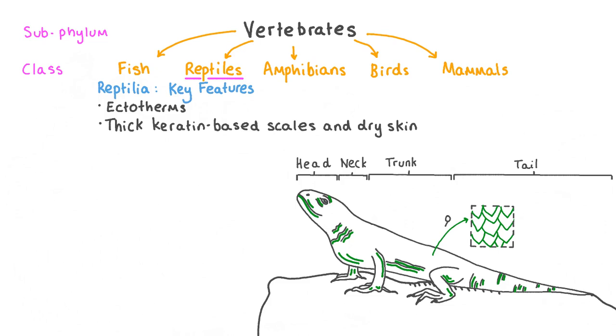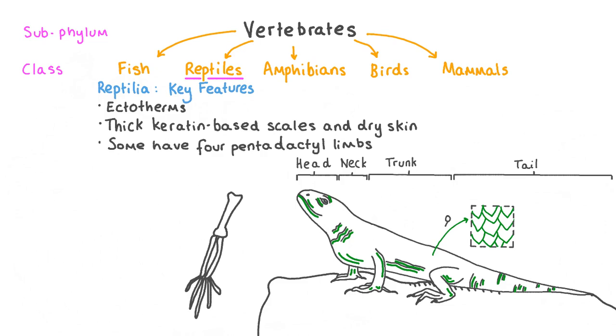They have thick scales made of keratin covering most of the dry skin on their body. You can see the typical shape of these scales in the diagram, which are unlike the sleeker scales of fish. Some reptiles have 4 pentadactyl limbs. This means that there are 5 finger-like digits at the end of each limb.